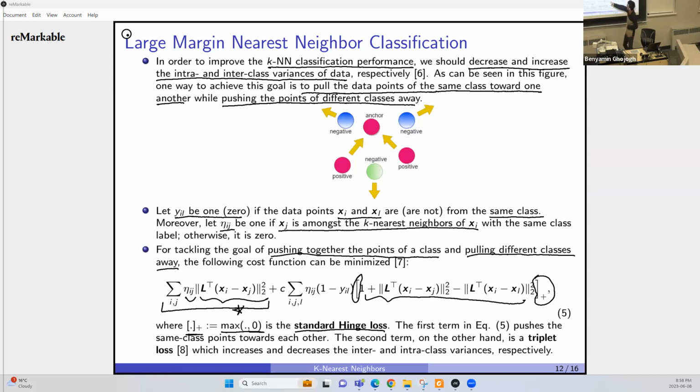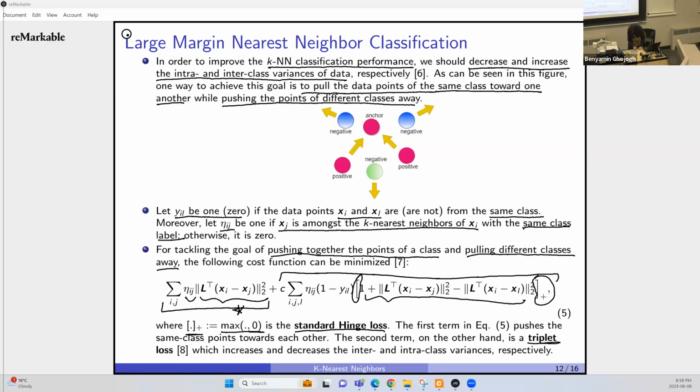By the way, eta ij is 1 if xj is one of the k nearest neighbors of xi, also with the same class label. I forgot to say that. So if it is one of the k nearest neighbors of xi with a different class label, eta ij is still 0. So what do I mean by the first term? I'm minimizing that. I mean push the nearest neighbor of xi toward it if its label is the same.